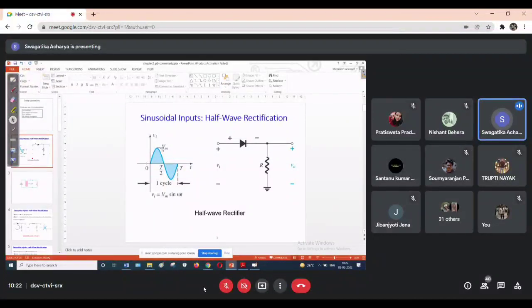This is the sinusoidal waveform, right? Total time period I have taken is T. So half portion will be rectified, only half. Okay. Half portion will be rectified. The other half will be zero. That's why it is called our half wave rectifier.